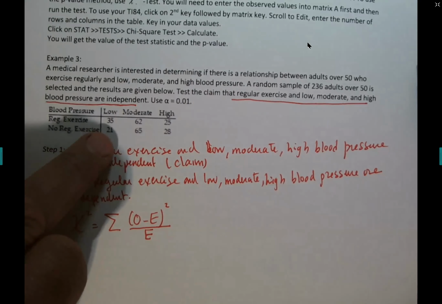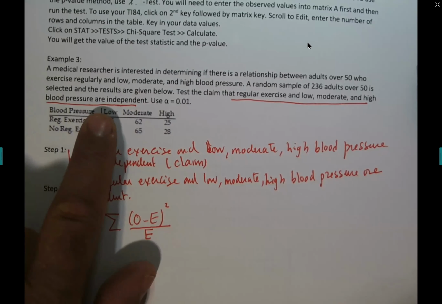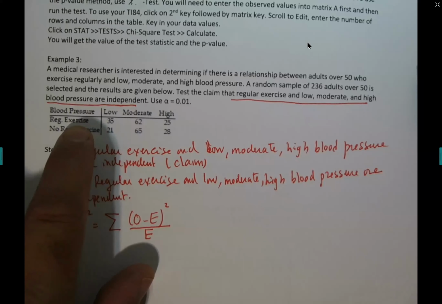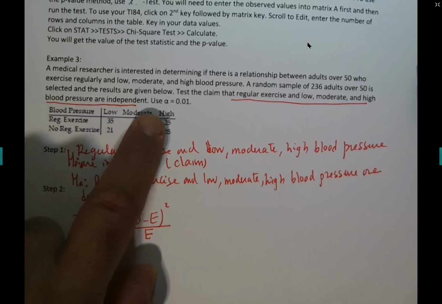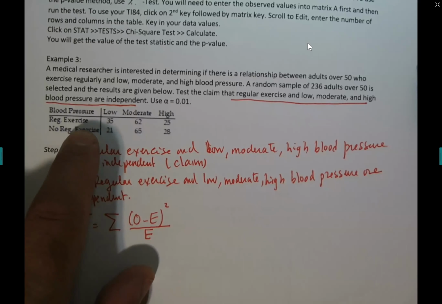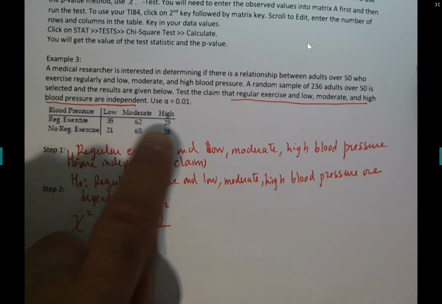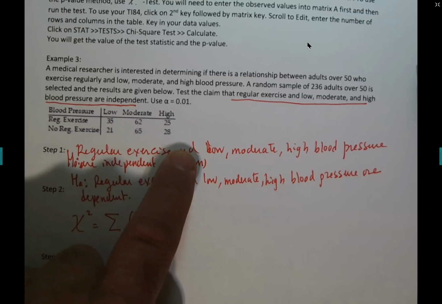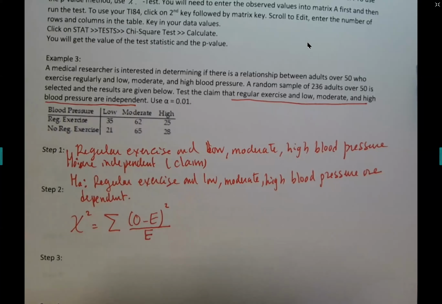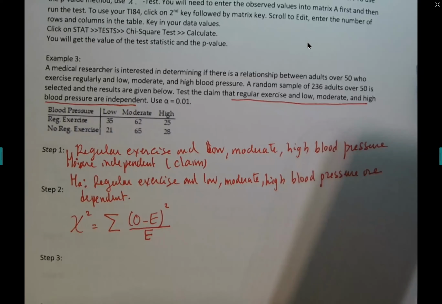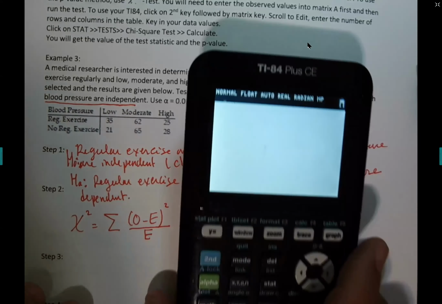The calculator needs to know how many have a low blood pressure and do exercise regularly, how many have moderate and do a regular exercise, so on and so forth. So we'll have to display the data exactly as it appears here. And let me show you how to do that. So you're going to have to pay attention to this. This is the first time I'm going to introduce this feature on the calculator.